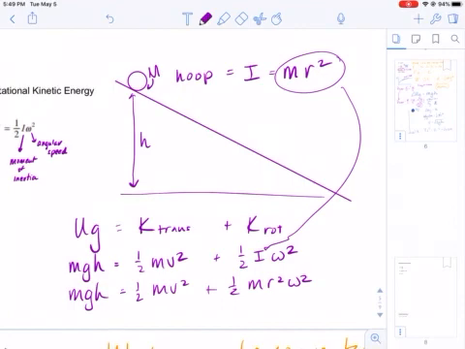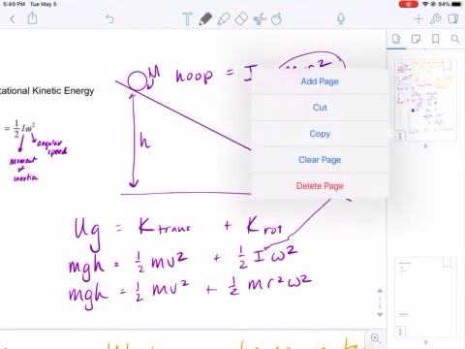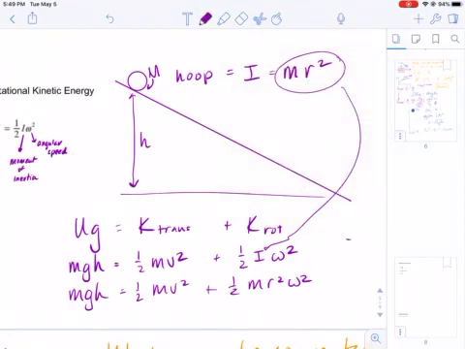I really wish that page would have showed up. Oh, it's there. Okay. I put it in the wrong spot. The plot thickens. Let's see. There we go. All right, I'm doing it.